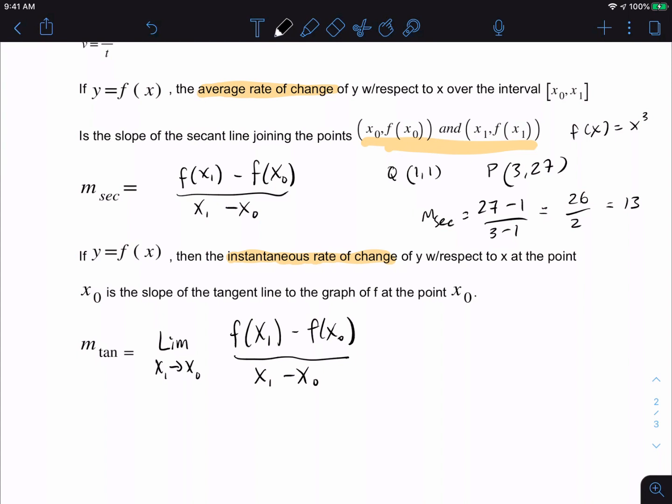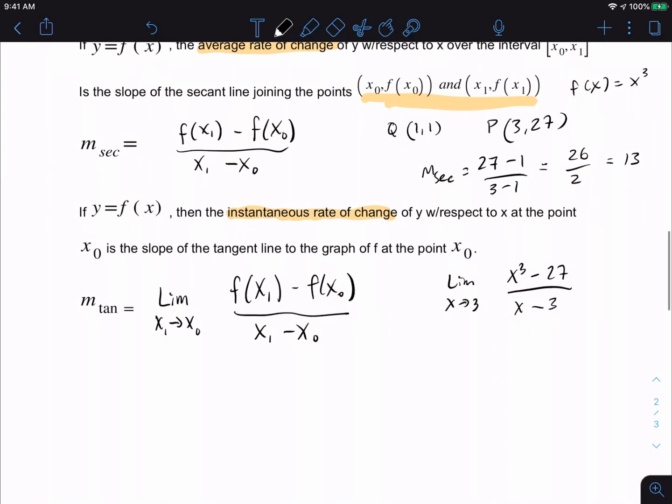In the tangent one, I'm going to take the limit as x goes to 3 of my function value. So my function is going to be x cubed minus 27 over x minus 3. Does that make sense?